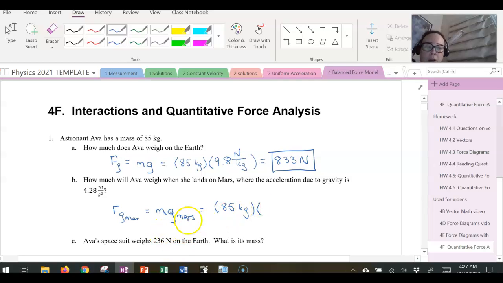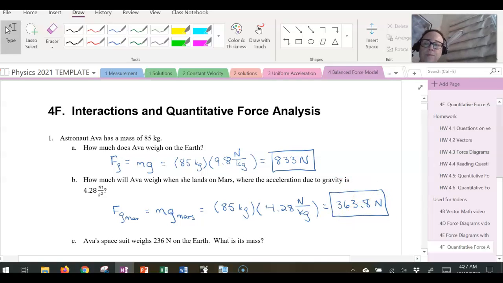And so when she's near Mars, the acceleration due to gravity is 4.28 newtons per kilogram of mass. And so her weight will be less. It will be only 363.8 newtons when she goes there.